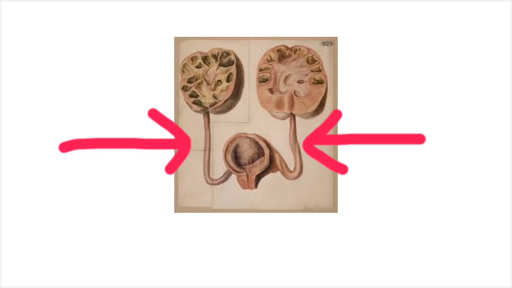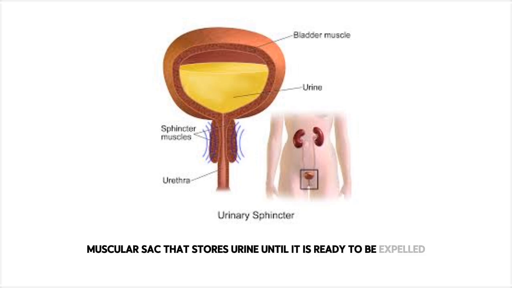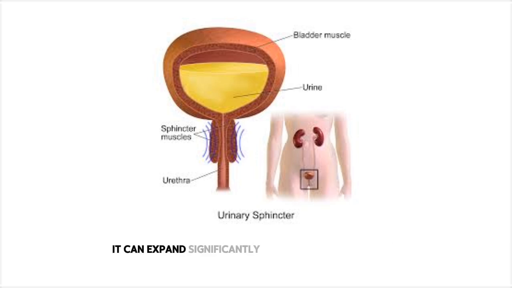The ureters. These are two thin tubes that carry urine from the kidneys to the bladder through waves of muscle contractions called peristalsis. The urinary bladder, a hollow muscular sac that stores urine until it is ready to be expelled. It can expand significantly to accommodate volume. The urethra, the tube through which urine leaves the body. In males, it also serves as a passage for semen, whereas in females, it is strictly for urination.